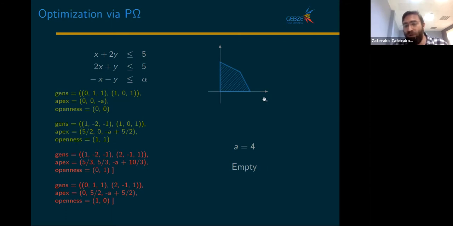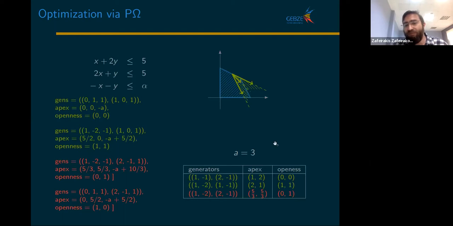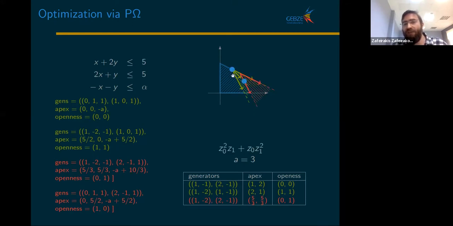So we have no points. So 4 is too much, 2 is too little. Let's try for 3. This was the binary search idea. I have these 2 cones minus that cone, which is the 2 green minus the red. And I have these 2 lattice points.